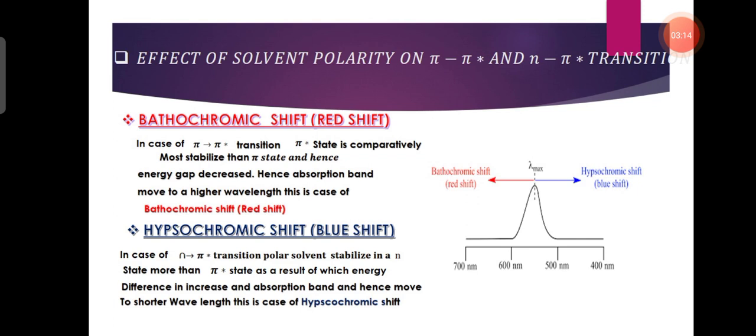In case of n to pi star transition, a polar solvent stabilizes the n state more than the pi star state. As a result, the energy difference increases and the absorption band moves to shorter wavelength. This is the case of hypsochromic shift. Hypsochromic shift is also known as blue shift.